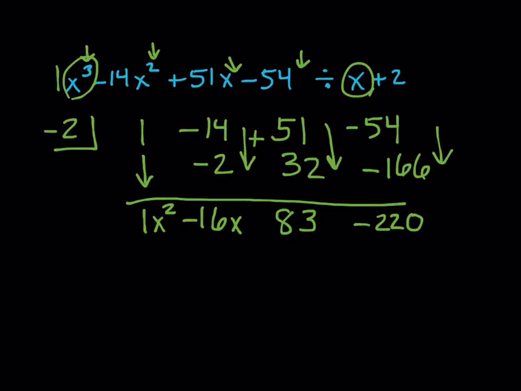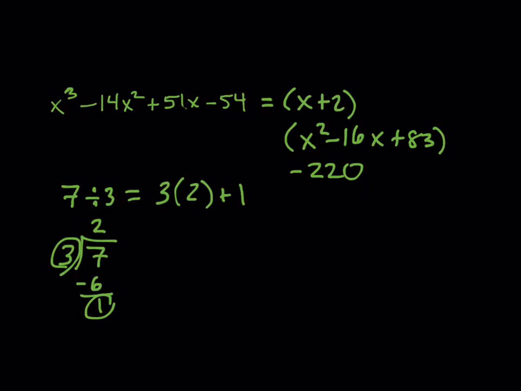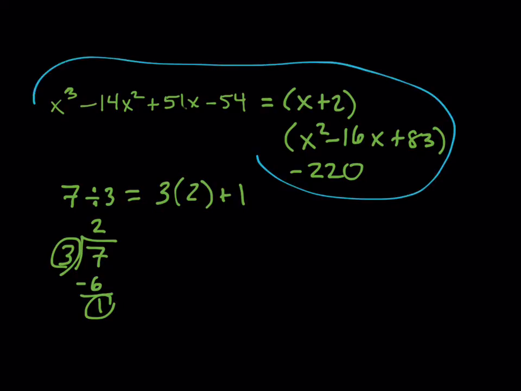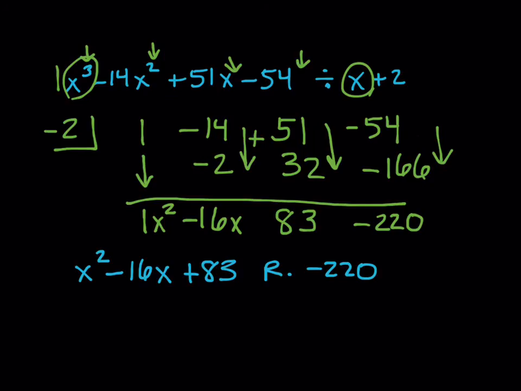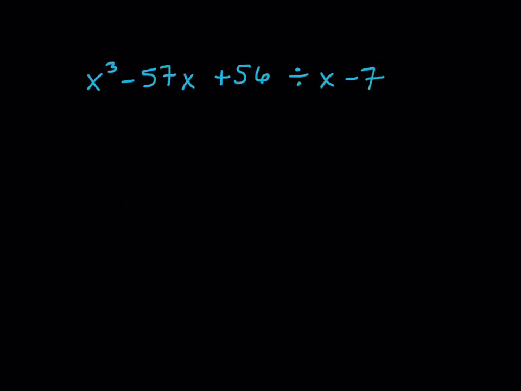So the answer to this division problem is x squared minus 16x plus 83, and then we can write an R for remainder, -220. Or another way of writing it is the same as we did in the previous problem. I could write this and show a complete factorization. Okay, let's try another one.